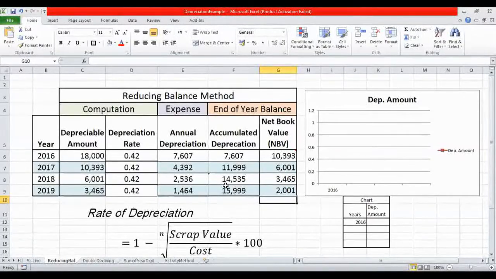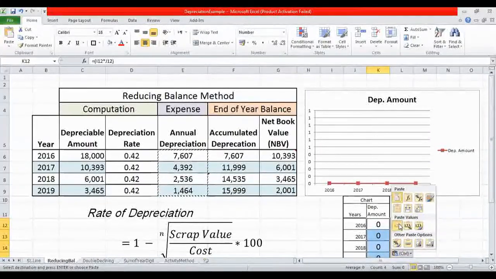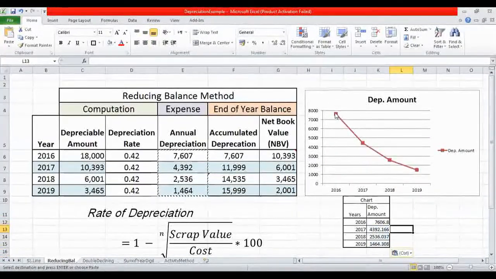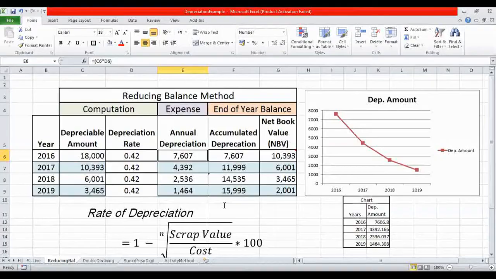Why do we call it the reducing balance method? Let's try to understand it. Let's try to put different years over here, and let's try to put the annual depreciation expense over here. If we see, you can see the graph over here. The graph is decreasing from 2016, 17, 18, and 19. In the first year, we are using 7,000 as annual depreciation, which means in our first year, we are reporting huge expenses.